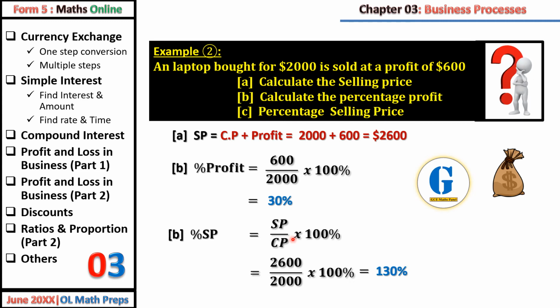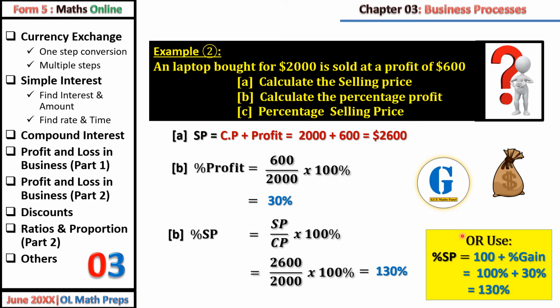Another way to calculate the percentage selling price here is to take 100%, since we know that a percentage cost price is always 100% plus the percentage gain. So this is another way to get the percentage selling price, just 100% plus the 30% here, because percentage cost price does not change. It is always 100%.